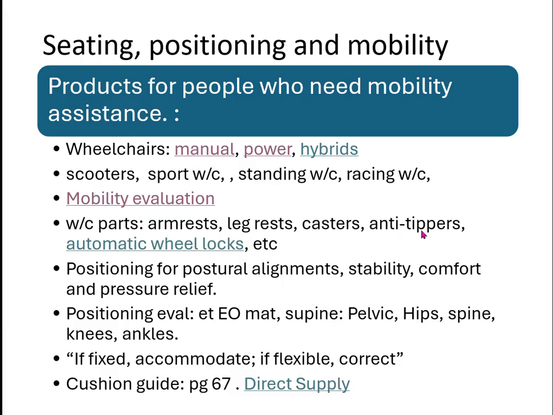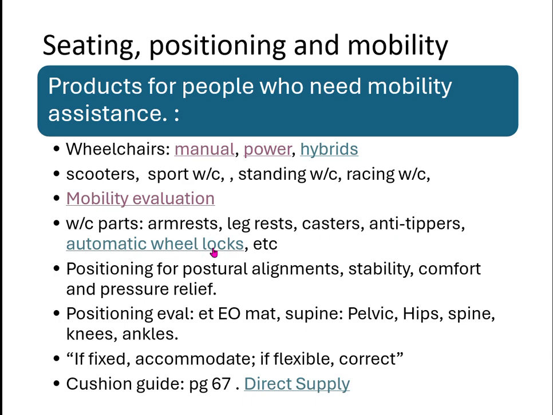There's also anti-tippers, which keeps the chair from tipping backwards, in case they have an amputation, for example, and their center of gravity is shifted backwards. Anti-tippers are a must. It makes it harder to go on curbs, but they are a must nevertheless in some cases. Automatic wheel locks are really a cool thing.